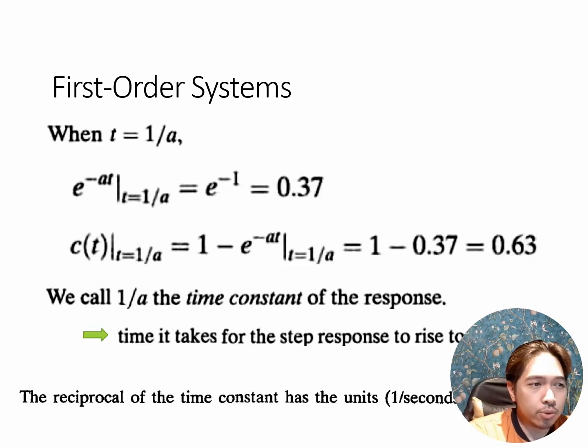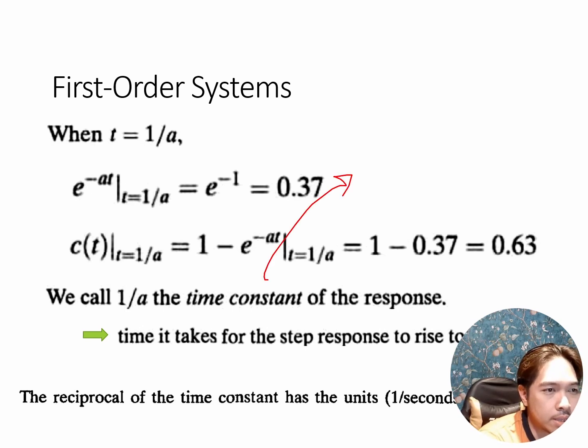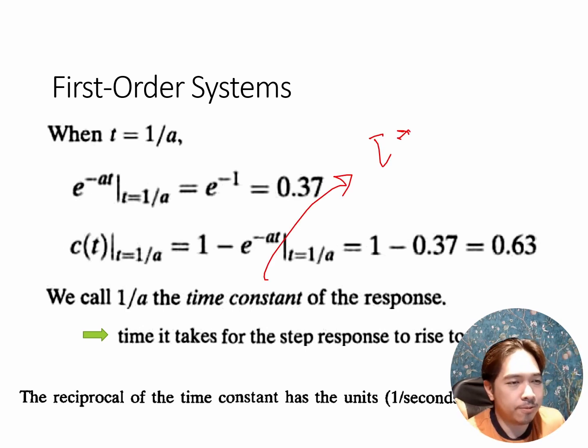So when t is equal to 1 all over a, e raised to negative at equals e raised to negative 1. And we call 1 over a the time constant of the response, the time it takes for the step response to rise. The reciprocal of the time constant has units of 1 over second. But technically, we can say that the time constant is simply equal to tau itself. We're going to solve for that later. So tau would be another factor that we're going to solve for to see the stability of the system.